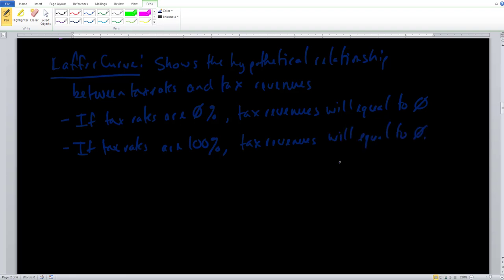And why do you think this is going to be the case? In this instance, are you incentivized to work at all under these conditions? No matter what work you do, no matter how big or how small it may be, it's going to be taken all by the government. So you earn $1 in income, the government takes 100% of that. You earn $10 million in income, the government takes 100% of that. So under this scenario, no one is incentivized to work at all, so tax revenues are also equal to 0.